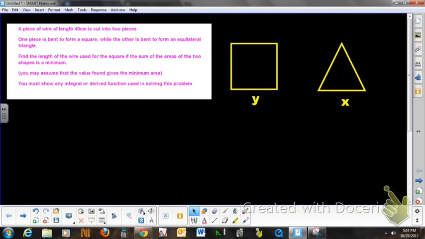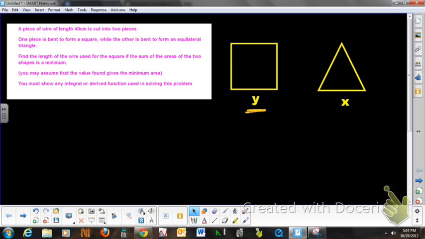Okay, so we've got the piece of wire problem here, and I'm going to do this in 3 videos because it's going to be really long. There's a lot to it. But the first thing that we've got to do is get y in terms of x, because that's the side we're trying to find.